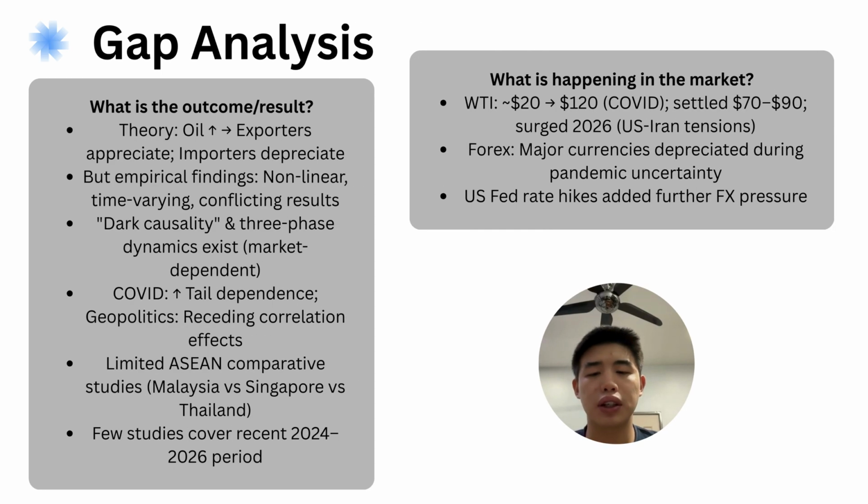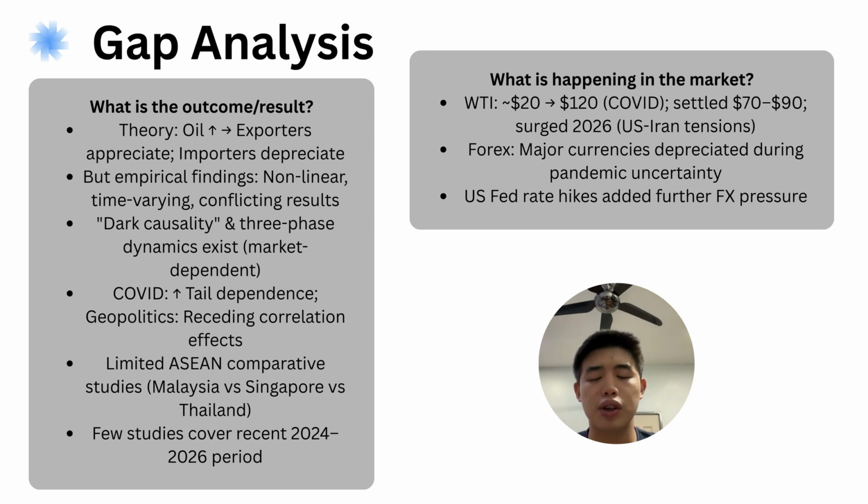Looking at market context from 2020 to 2026, we have witnessed significant volatility. WTI prices crashed to about $30 during COVID, surged to $120, settled around $70 to $90, then rose drastically in 2026 due to US-Iran tensions. Forex markets were equally volatile. Despite extensive research, existing findings are conflicting and inconclusive.